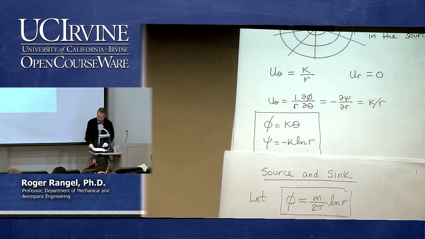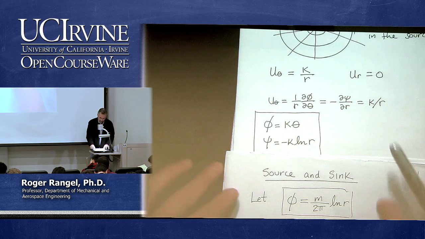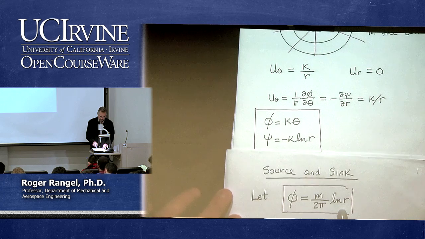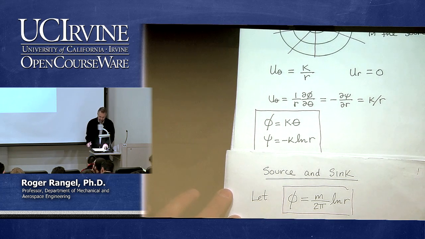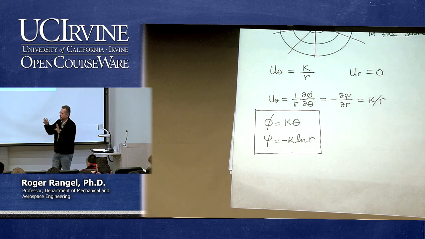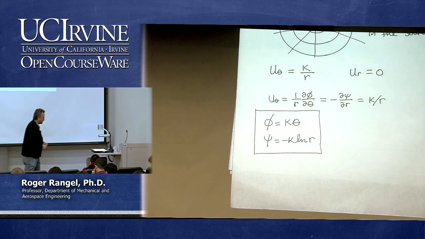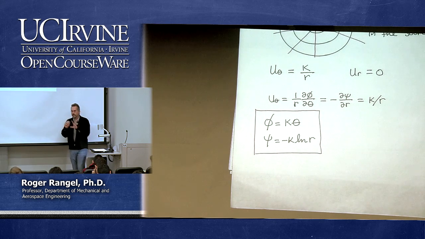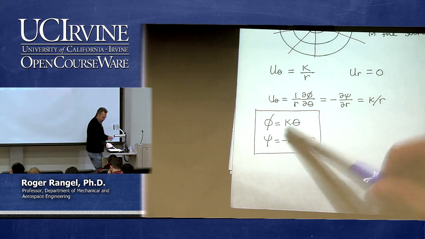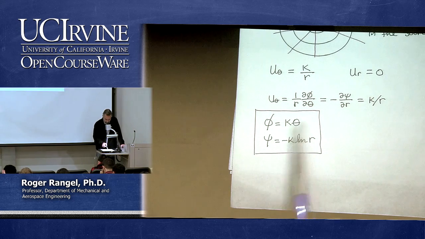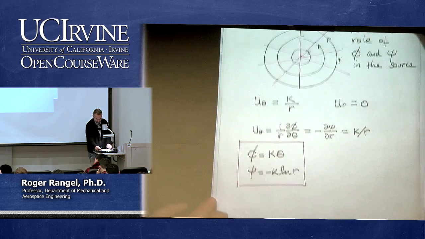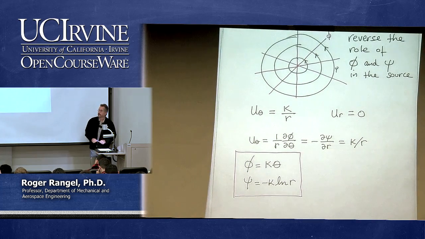So for the source, phi was a function of the natural log. Now psi is a function of the natural log. And for the source, psi was just a function of theta, and now phi is a function of theta. The choice of what you call the constant is different, but it's really a constant. So now we call it k instead of m over 2 pi. But the functionality has been reversed. So that's the vortex, or the line vortex.